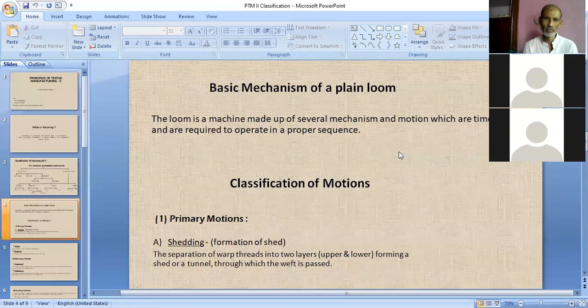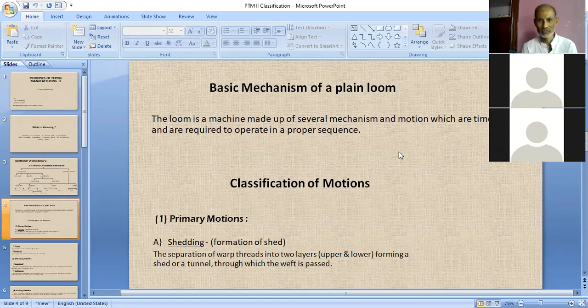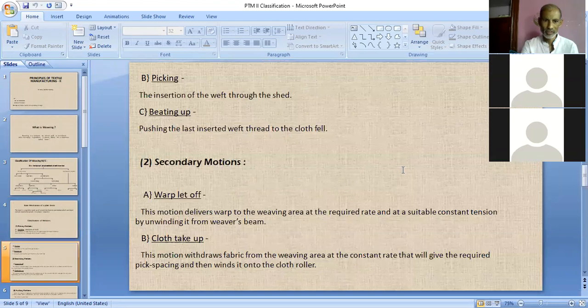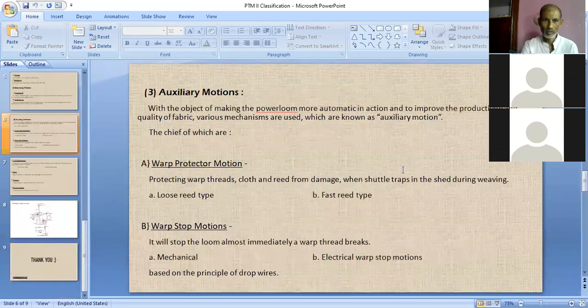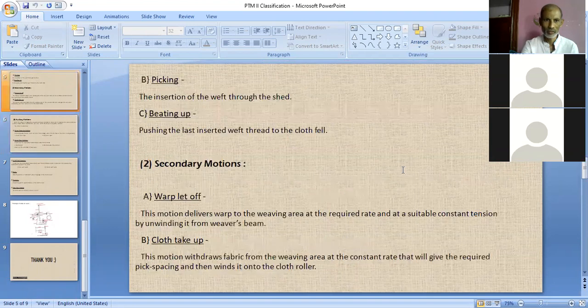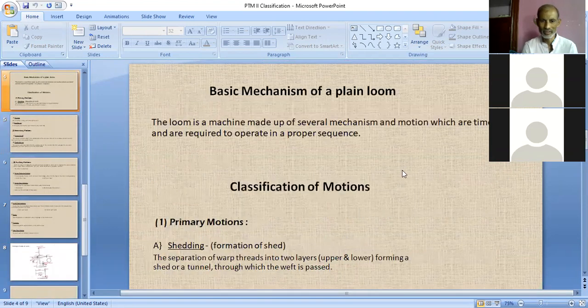So these basic mechanisms we can classify into different categories. Classification of motions: in this classification we are classifying the weaving motions mainly into 3 categories. One is primary motions, second is secondary motions, and third is auxiliary motions. And these are further categorized into different categories.